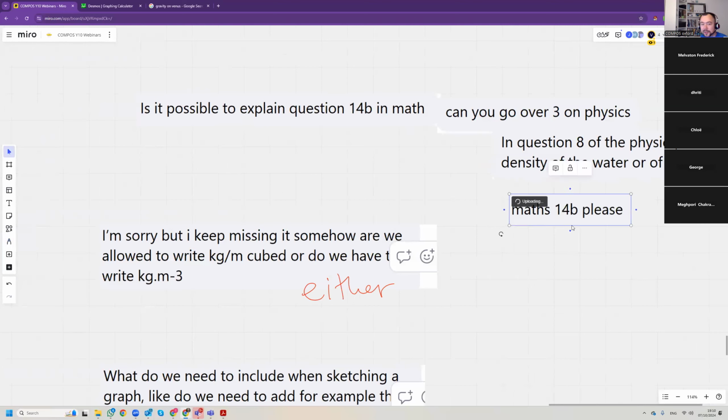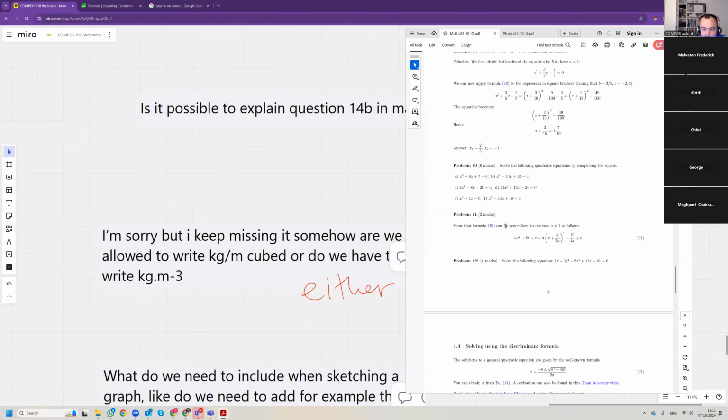Okay, it seems like I won't be able to get to the end. The question is whether it shows how we can rearrange to get the formula next to it, or do we have to do anything else? Question 11, is that the generalized question? Yes, you can rearrange that. Yes, that's how you can get from here to here.